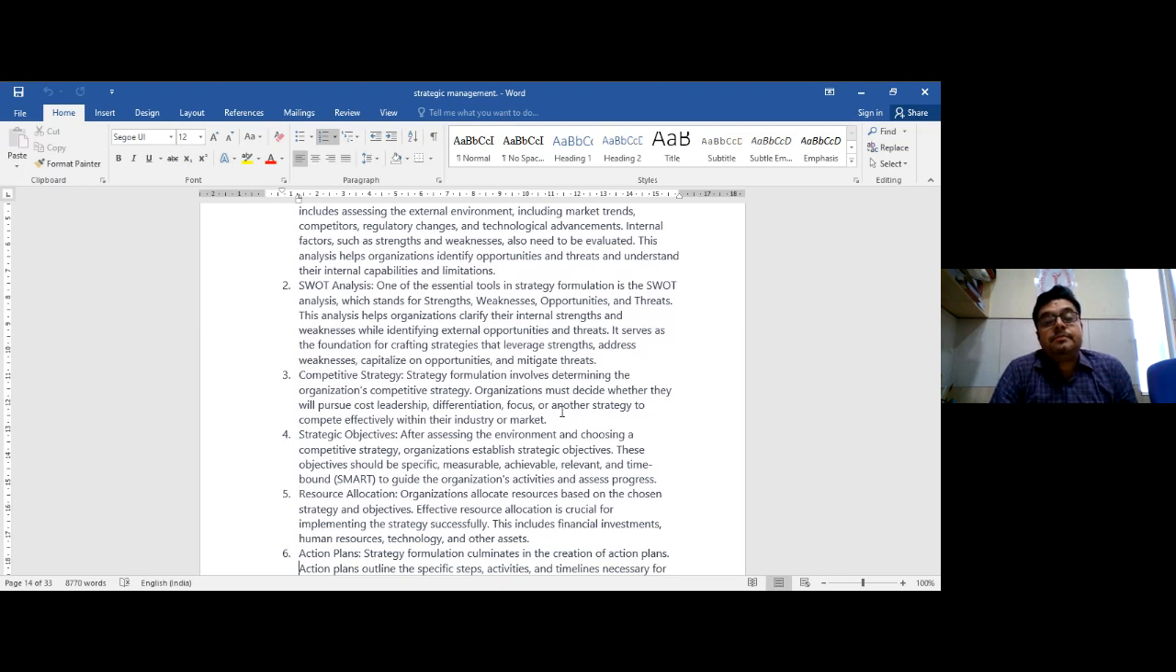Cost leadership would involve being the low cost manufacturer. Differentiation can be product differentiation or non-product differentiation, and focus can be cost focus or differentiation focus. So which of these strategies are competitively superior, and firms would focus on doing that.